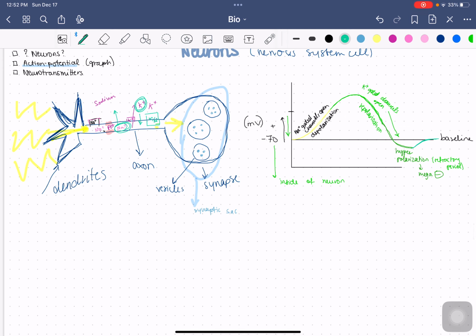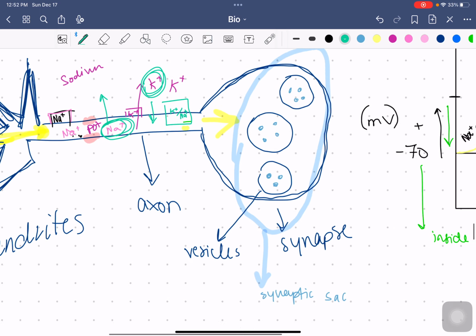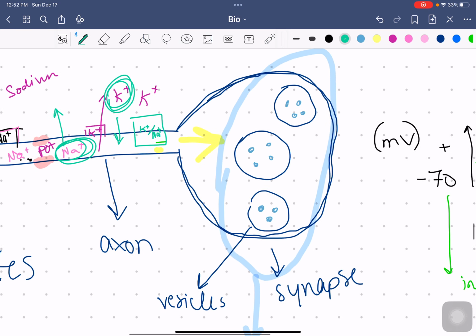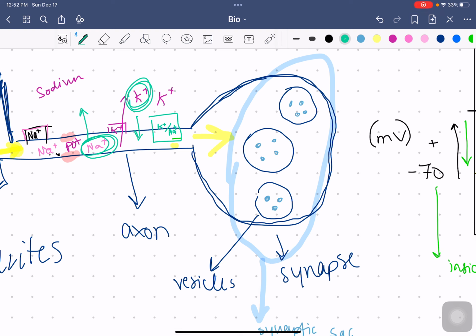I think we recapped that a lot of times, so if you need more clarification, just zoom back in the video. Okay, so that's what happens over here. Let's zoom back into our little synaptic sac.